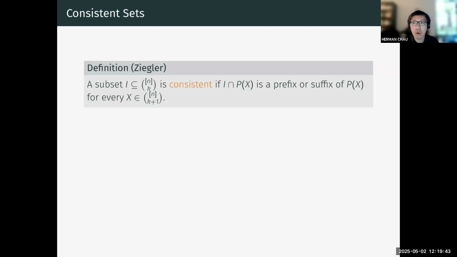Cool. So I'm going to define one more set before we get to the actual partial orders. There's an alternative definition of the higher Bruhat orders that involves certain subsets as opposed to total orderings. So a subset of the bracket n choose k is consistent if I intersect p of x is a prefix or suffix of the packet. And when I say prefix or suffix, I mean prefix or suffix in lex order.